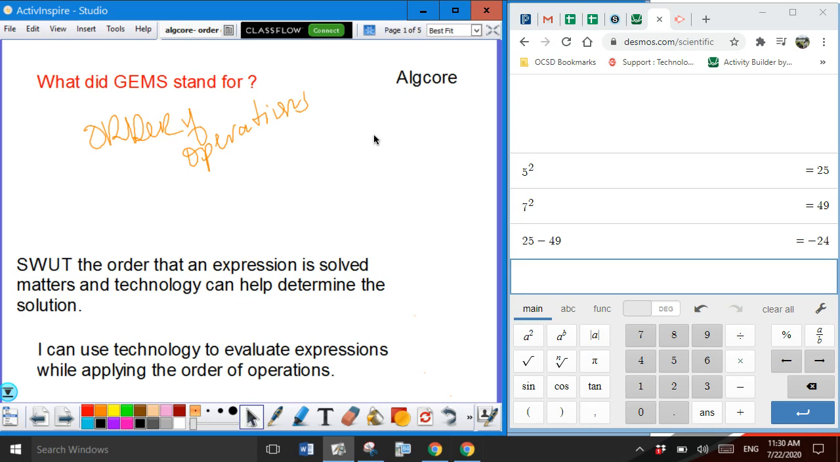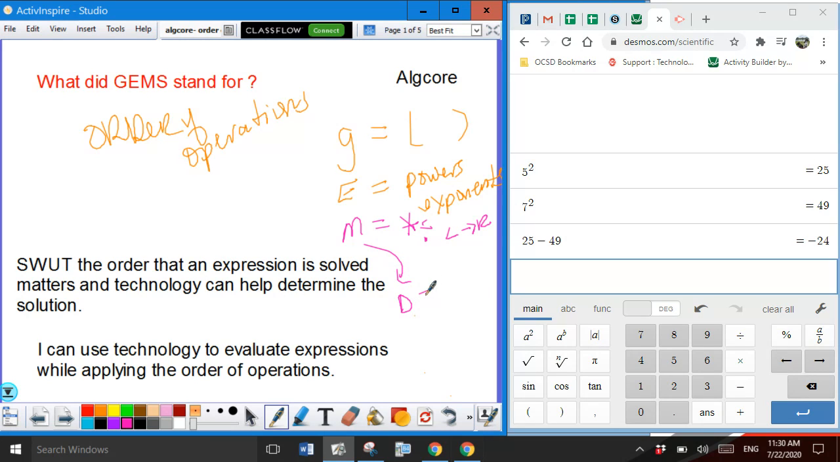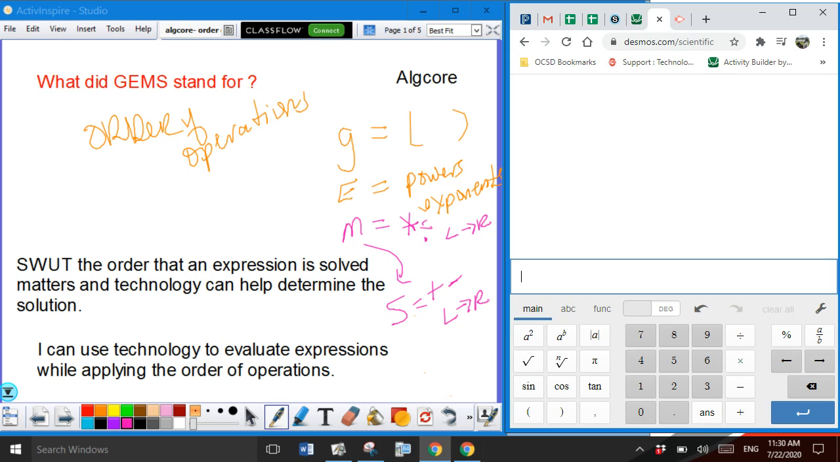So what did the G stand for? Hopefully you thought to yourself parentheses, grouping symbols, brackets, things like that. The E, those are powers or exponents. Those were the little numbers. The M, that was multiply and divide. Remember, that went from left to right. And then divide was also left to right. And then we had the S, which was adding and subtracting, and that went from left to right also.